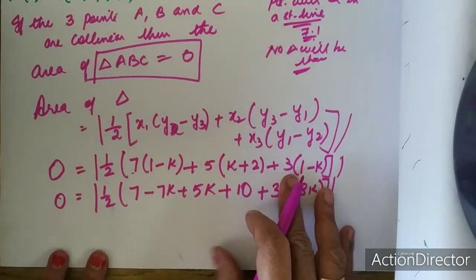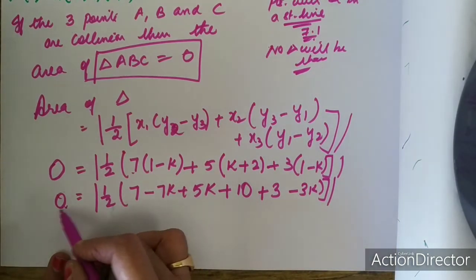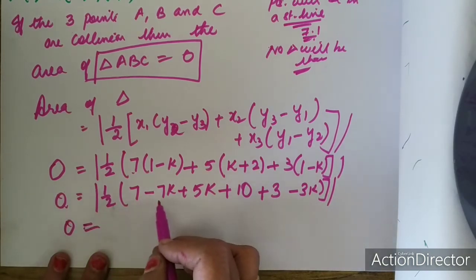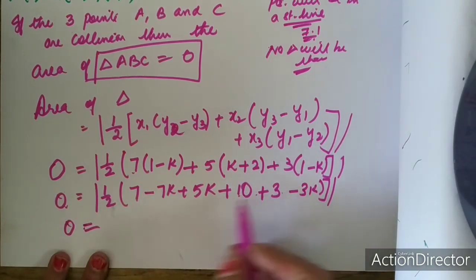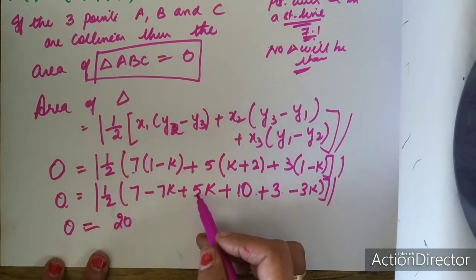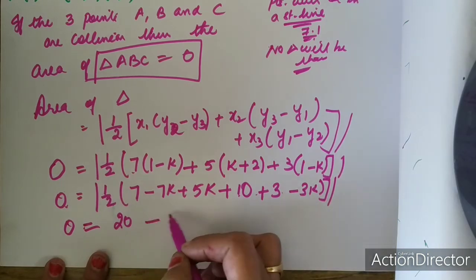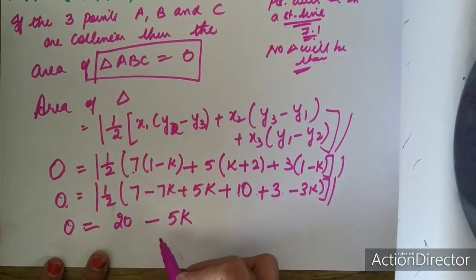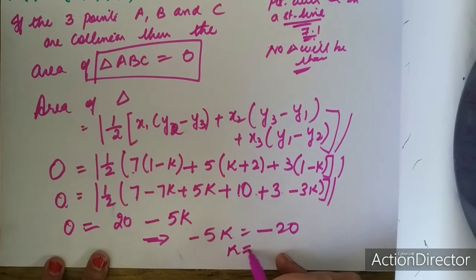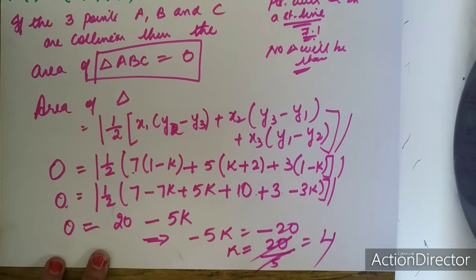Now when half goes to the other side, it will become 0. So 0 into half will be 0 only. So we will take only these values. What is 7 plus 10 is 17. 17 plus 3 is 20. And minus 7k plus 5k is minus 2k. And minus 2k minus 3k will be minus 5k. So we can write, implies minus 5k is equal to minus 20, or k is equal to 20 divided by 5, which is equal to 4. So the value of k is equal to 4.